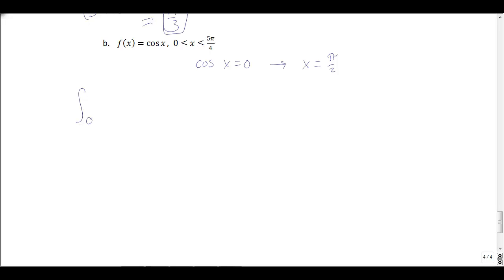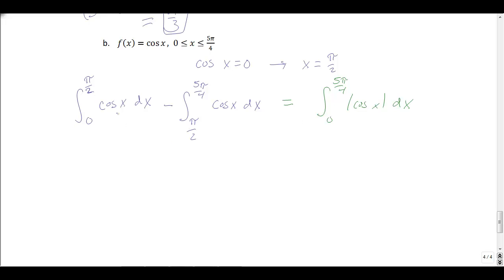It's going to be an integral from 0 to pi over 2 of cosine x dx. And then I'm going to subtract the integral from pi over 2 to 5 pi over 4 of cosine x dx. So effectively what I'm doing, let me just write equals here, I'm doing an integral from 0 to 5 pi over 4 of the absolute value of cosine x dx. So I'm doing that absolute value, and this splitting from 0 to pi over 2 and pi over 2 to 5 pi over 4, just dealing with the absolute value.